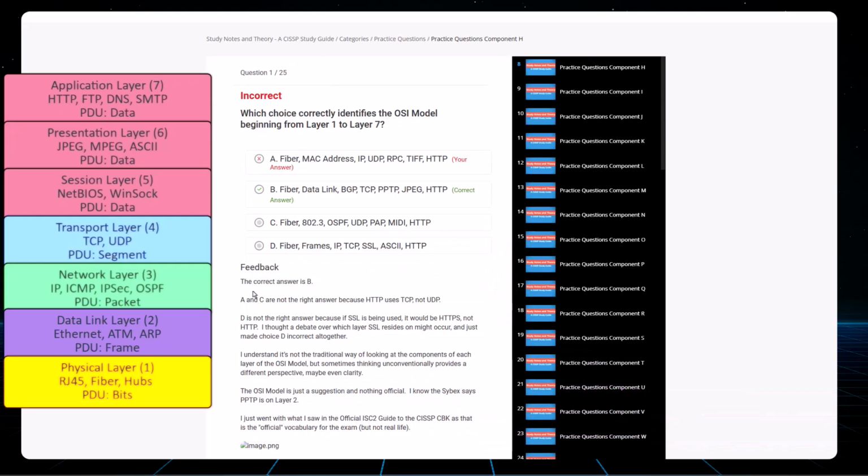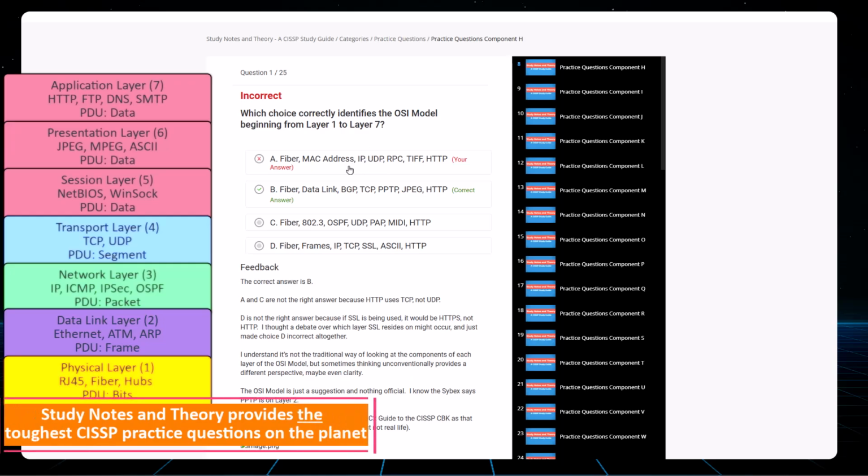What? Choice B? Which choice correctly identifies the OSI model beginning from layer 1 to 7? Choice B is correct. Why is that? Because choice A and C are not the right answer because HTTP uses TCP, not UDP. Oh, I see what's going on. Because the choice has UDP in it and HTTP, it's not right because HTTP uses TCP. Oh, tricky. You got to admit, that's a pretty good practice question. That's pretty tricky.